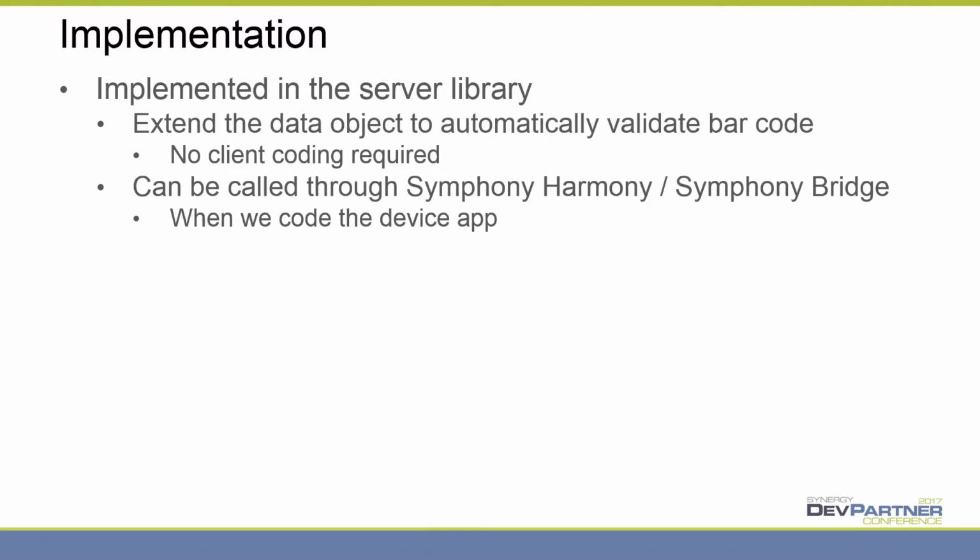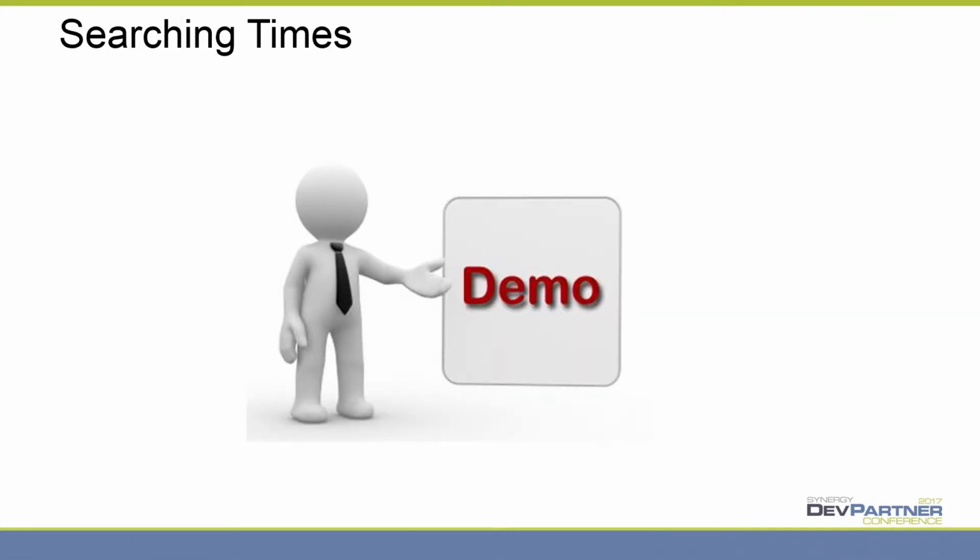Because we're going to put it in our server, it also means that we can call it through Symphony Harmony and Symphony Bridge. So when we're on the device, through our Harmony Bridge access, we'll be able to call the same Google searching. That's the goal of it. So let's add that into our little application as we speak.